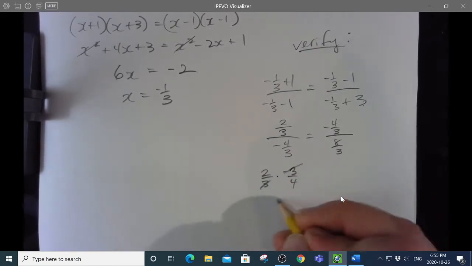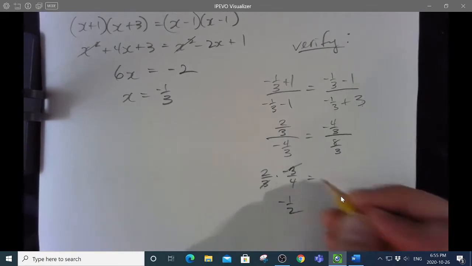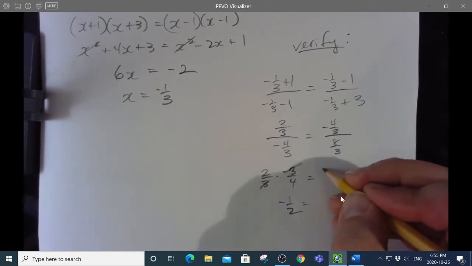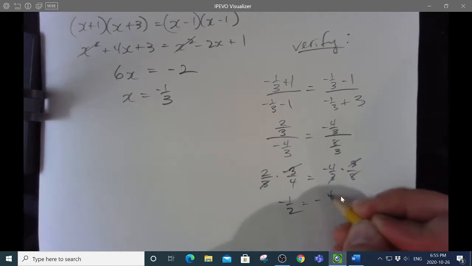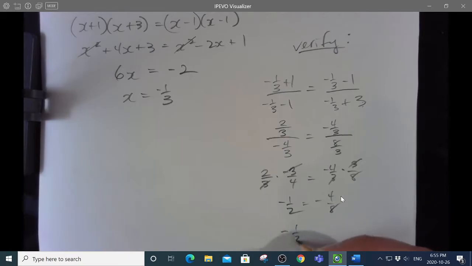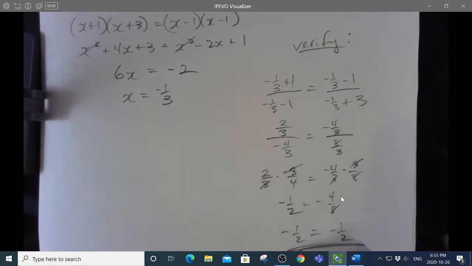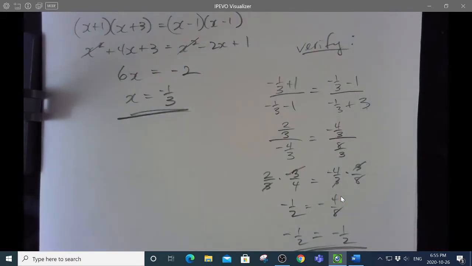All right, when you're in fraction land, divides are multiplied by the reciprocal. The 3's cancel, and I have negative 1/2 on this side. And over here, I'm going to have negative 4/3 times 3 over 8. The 3's cancel, and that's negative 4/8. And those two things are the same. So we got it. All right.